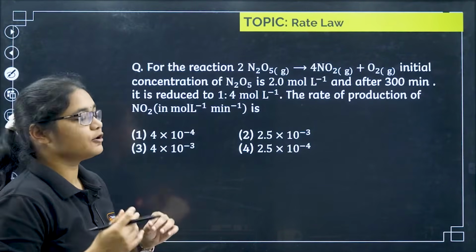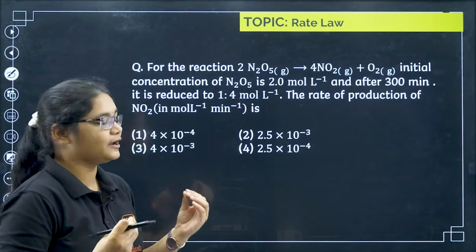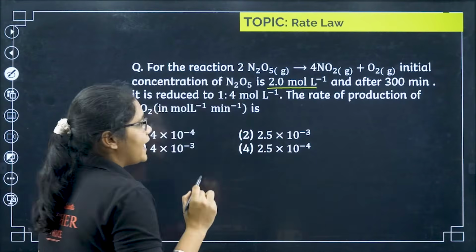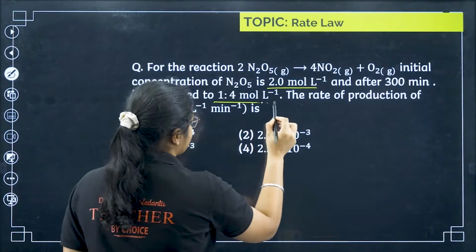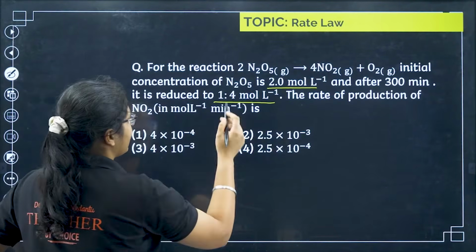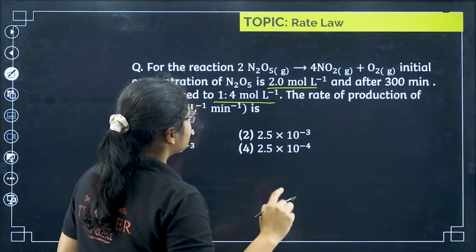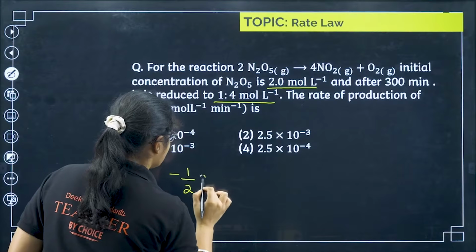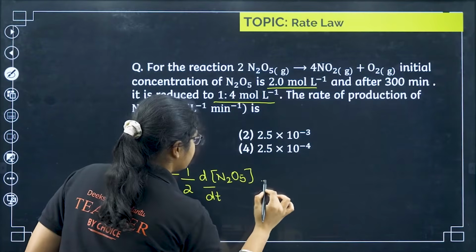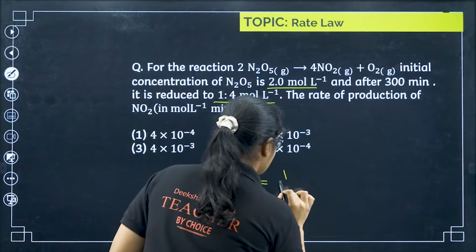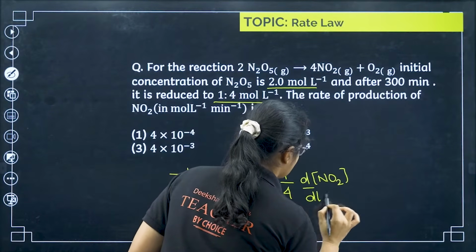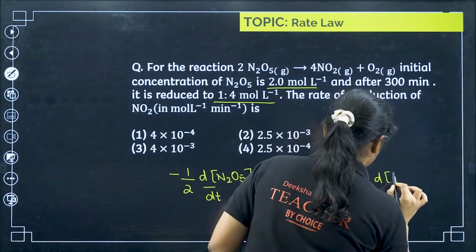Moving to the second question, for the reaction 2N2O5 gives 4NO2 plus O2. The initial concentration of N2O5 is 2 moles per liter, and after 300 minutes it is reduced to 1.4 moles per liter. The rate of production of NO2 is. So if I just want to write this reaction, I can write minus 1 by 2 of dN2O5 by dt is equal to 1 by 4 of dNO2 by dt is equal to dO2 by dt.